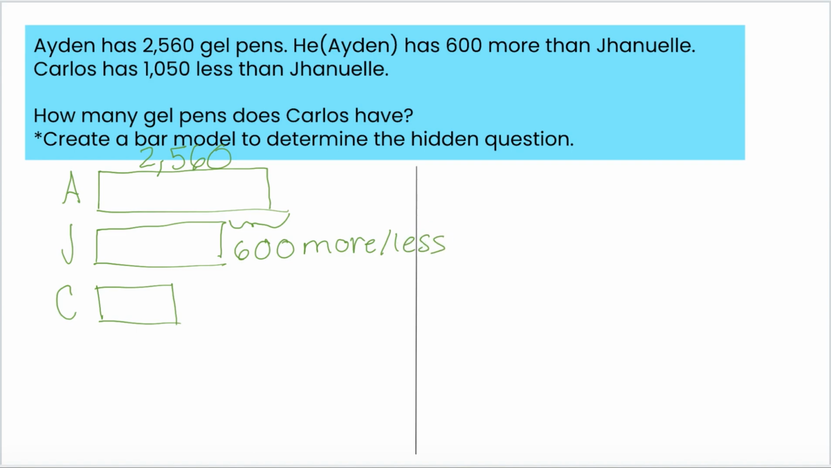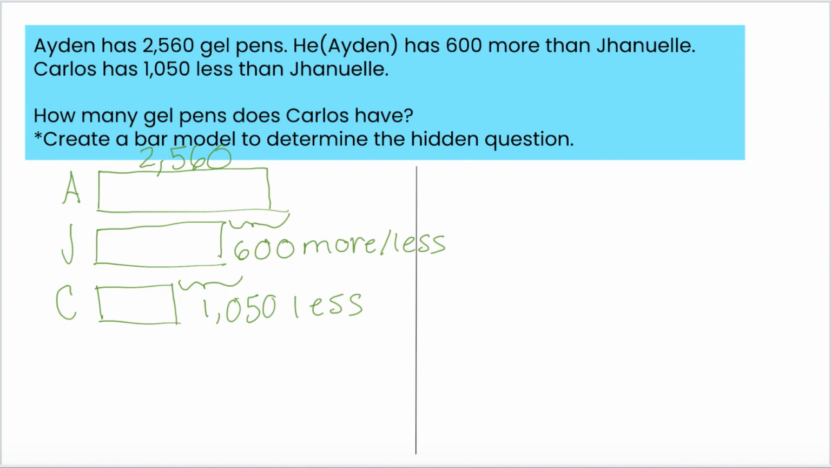Now let me take a look at Carlos. Carlos has less than Januel. How many less? 1,050 less than Januel. So we're comparing these characters and how many gel pens they have in that order. All right, so I have some missing values. I don't even want to read the questions yet. I want to find out the amount for Januel and Carlos.